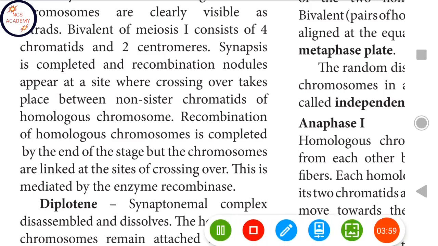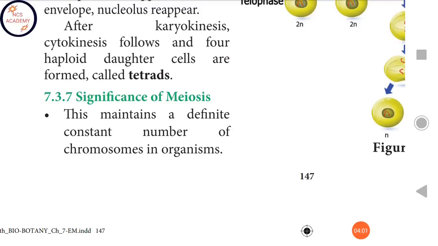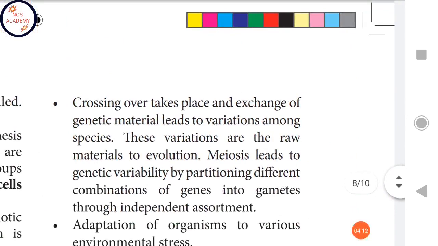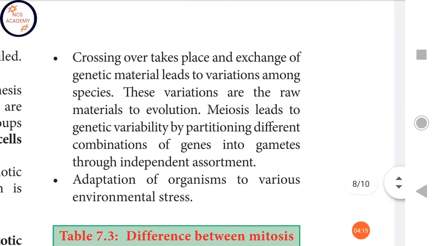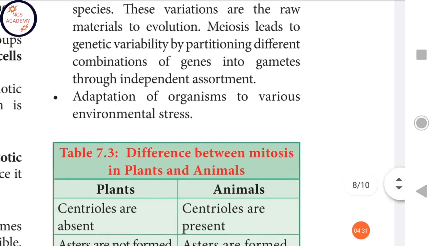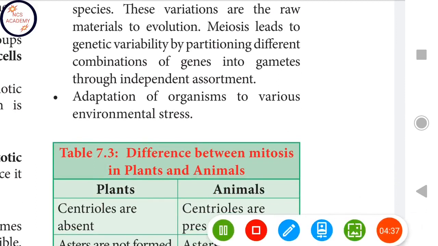So, exchange of chromatids between the non-sister homologous chromosomes. Write the significance of meiosis. The first one is maintaining a definite constant number of chromosomes in organisms. Likewise, crossing over takes place and the exchange of genetic materials leads to variations among species. These variations are the raw material for evolution. Meiosis leads to genetic variability by partitioning different combinations of genes into gametes through independent assortment. The third one is adaptation of organisms to various environmental stress.